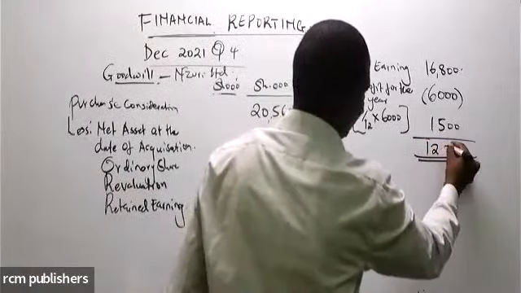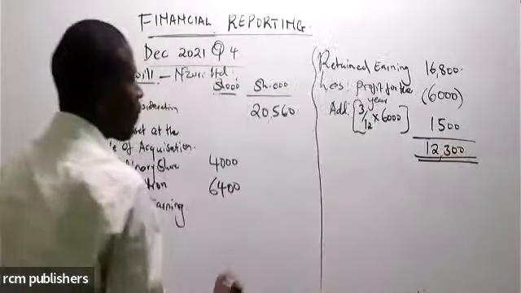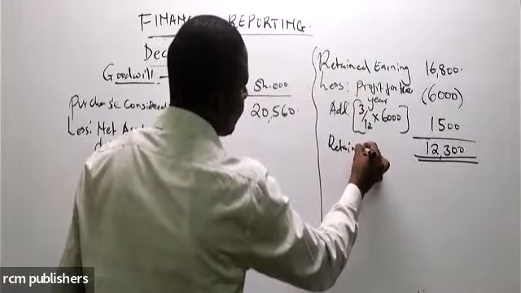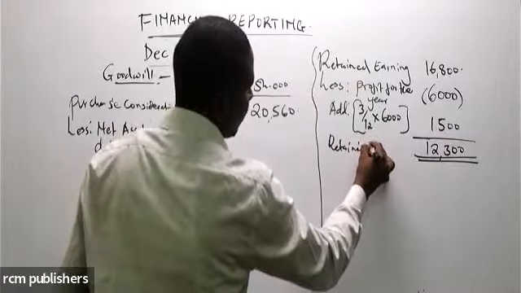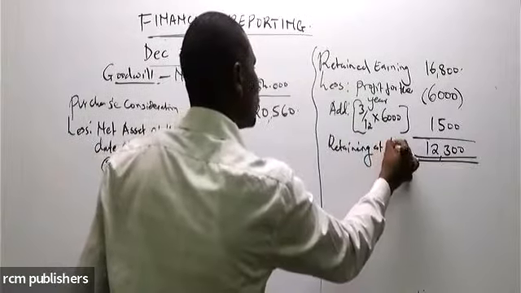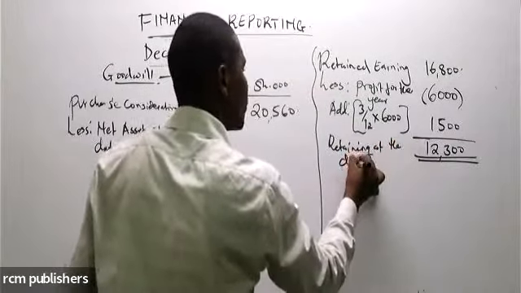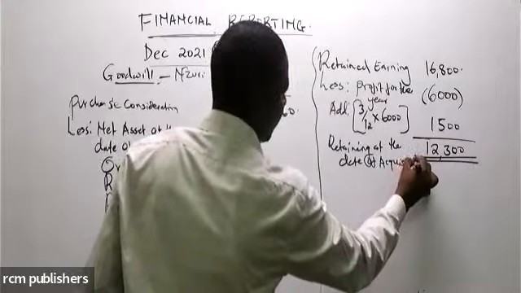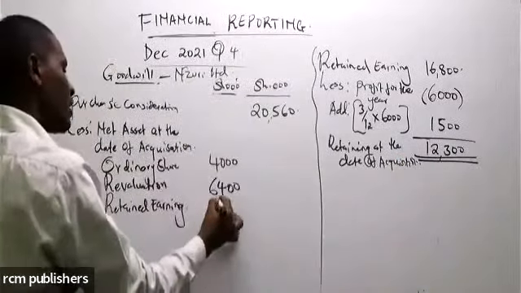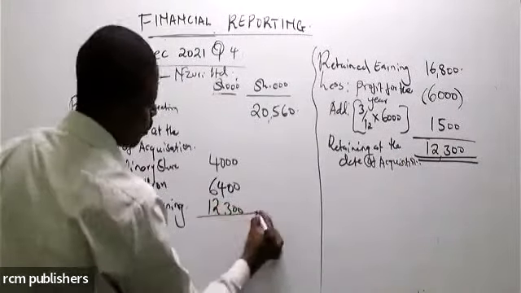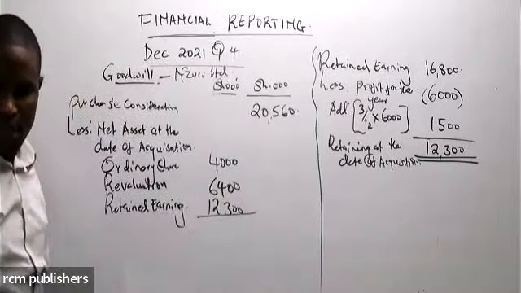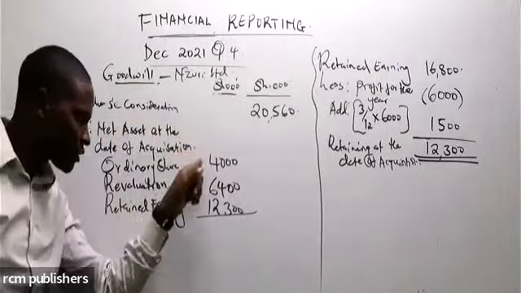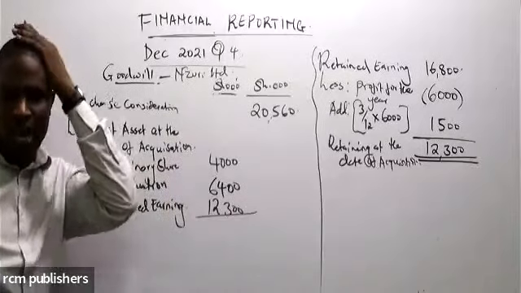Thank you so much. So our retained earning at the date of acquisition is 12,300. Give me the total here. The total net assets, how much is that?